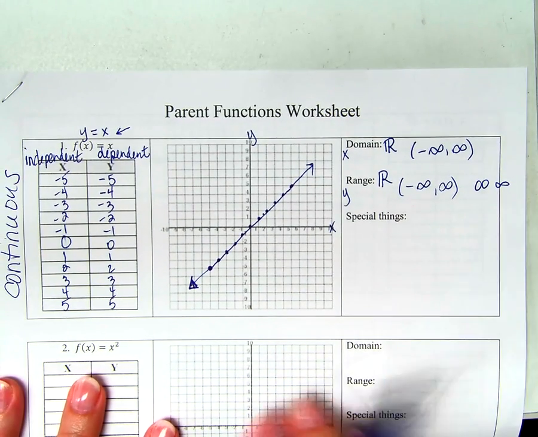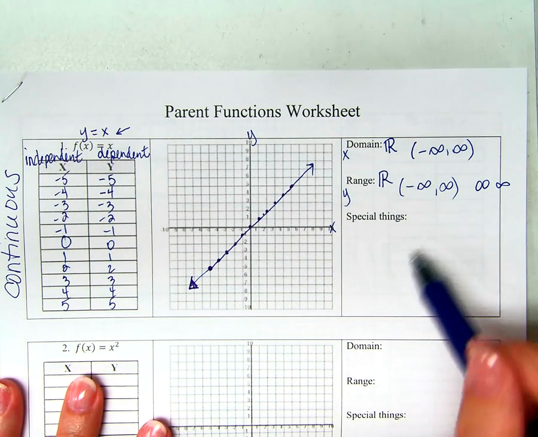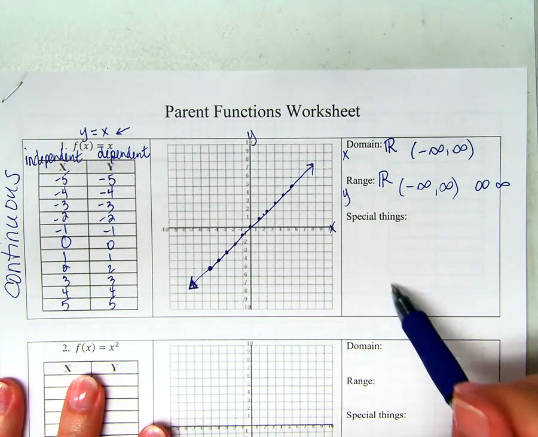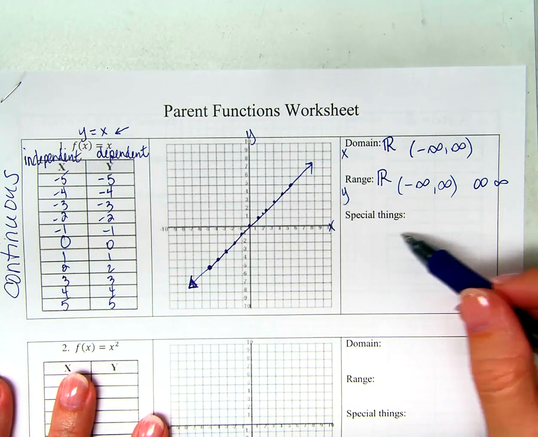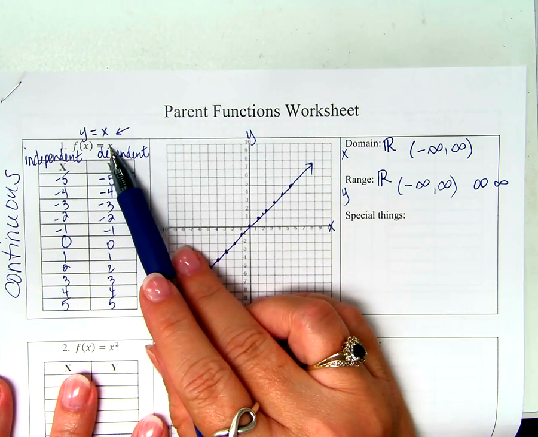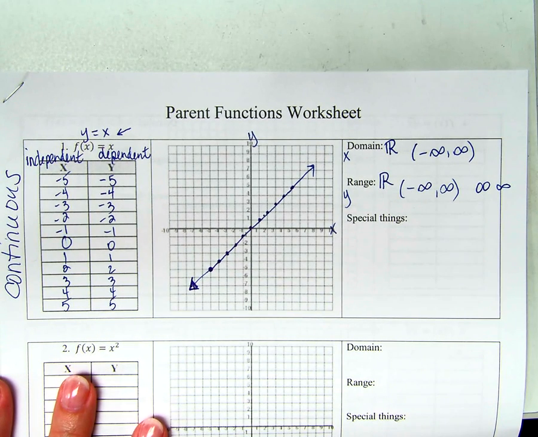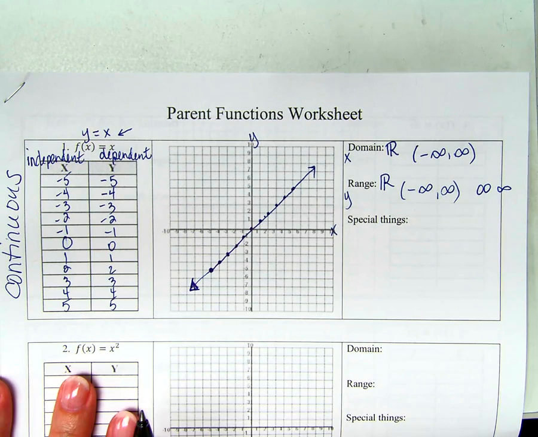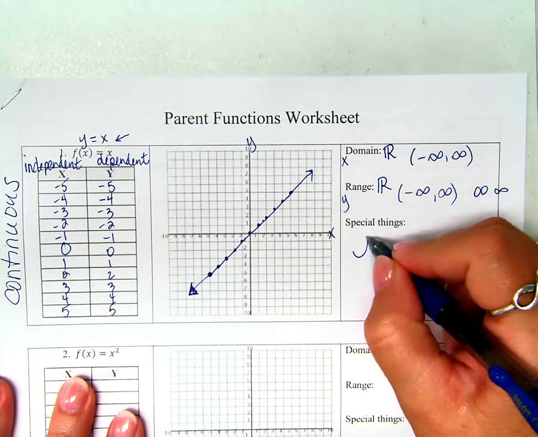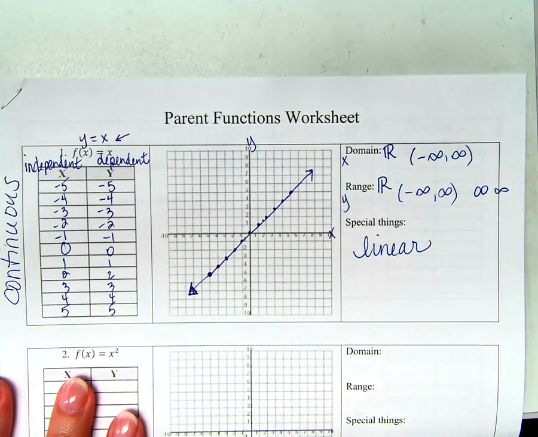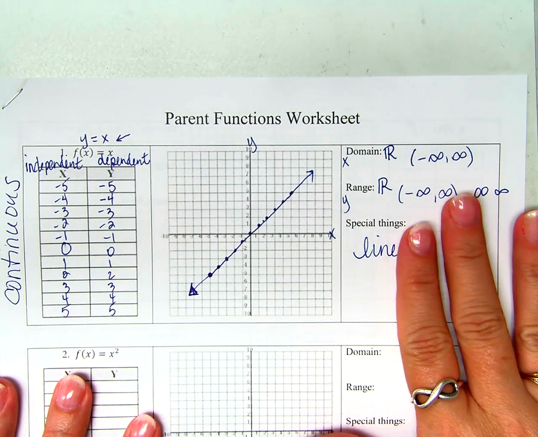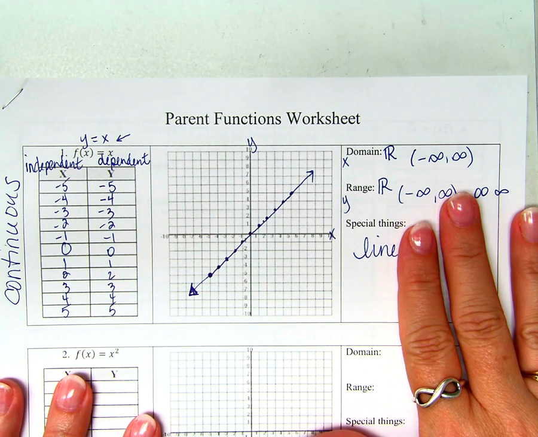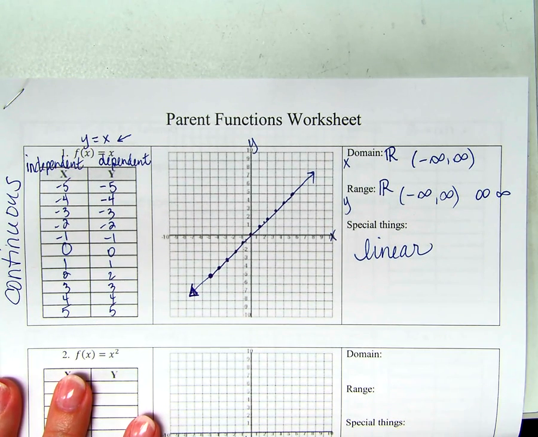Now, in this area down here called special things, a lot of the things we're going to write right here is just the name. There's some other things we're going to write on other graphs, but in this particular one, I would like you to know the name of this parent function. Do you know the name of it? What type of parent function is it? That's exactly right. It's the linear parent function. And watch this magic. When I graph the linear parent function, look what it makes. A line. Now, they don't all work like that. That's just a little magic on linear.